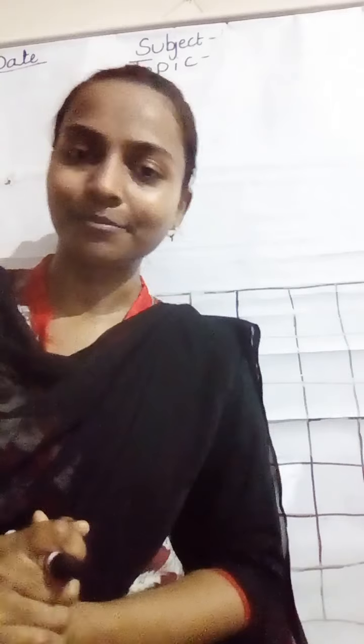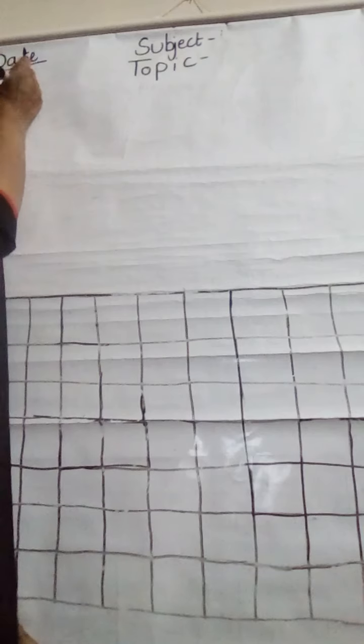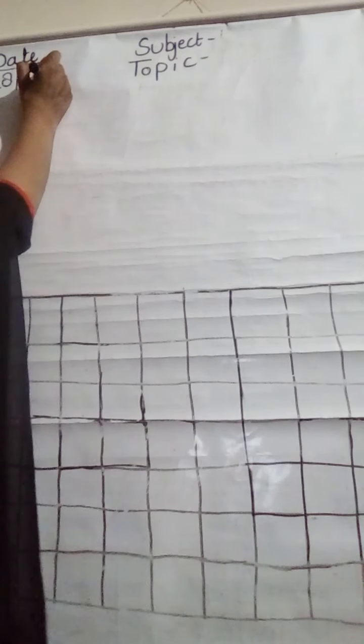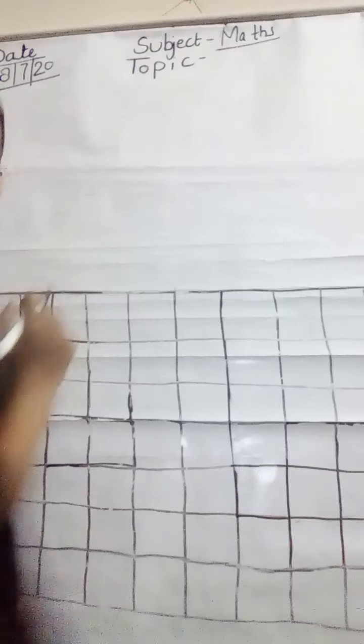Children, now tell me, what is the date today? Today's date is 28th of July, and the 7th month of the year, and the year is 20. Which subject do I teach you? I teach you maths.